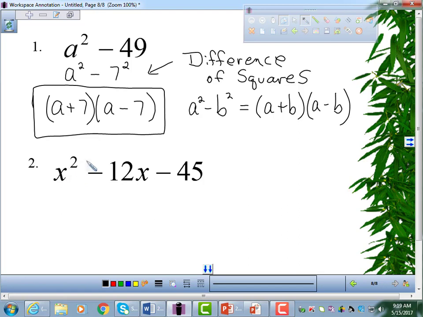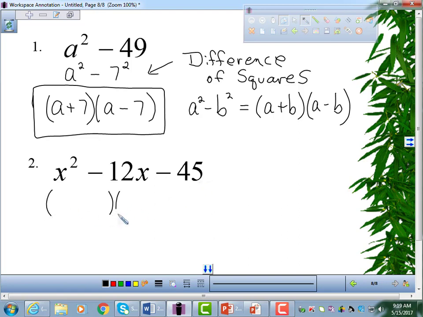When you have three terms, the first thing you do is look for the greatest common factor. Here you have x times x. Here you have 2 times 2 times 3x. And here you would have 3 times 3 times 5. So the greatest common factor is a 1.